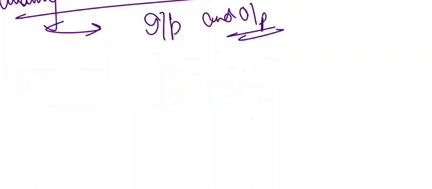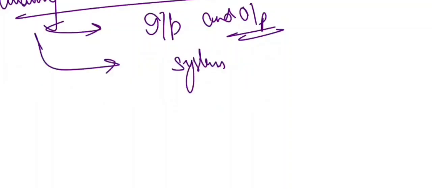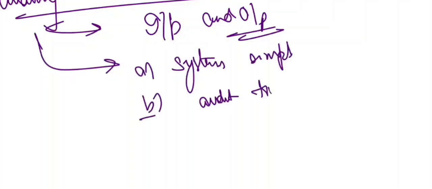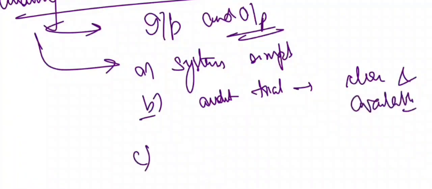It is used when we have a very simple system, when the audit trail is clear and available, and when tools to analyze source code are not available. That is exactly what is happening in this question.